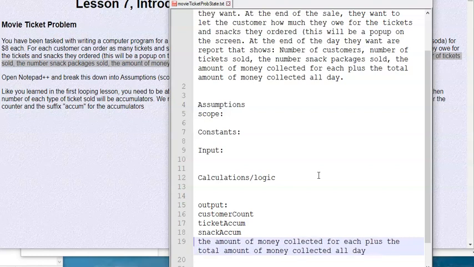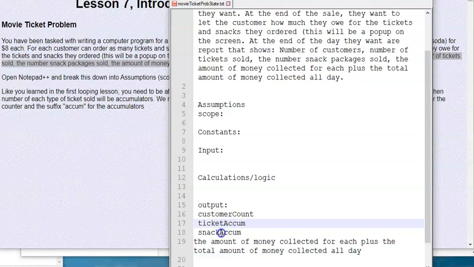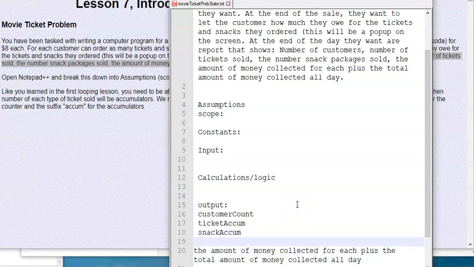And now that we have the amount of money, so the amount of money collected for each. So we have tickets and we have snacks. So when they say for each, you have to be careful. That's not one place in memory. That's actually 2 places in memory, because it's going to be the money collected for tickets and the amount for snacks.